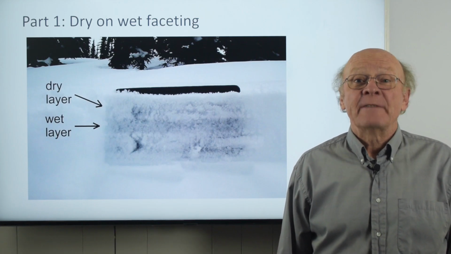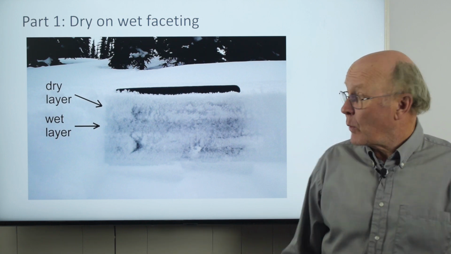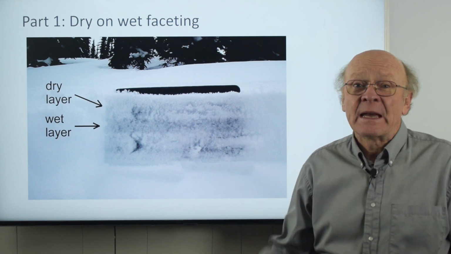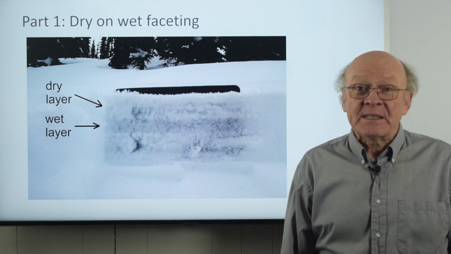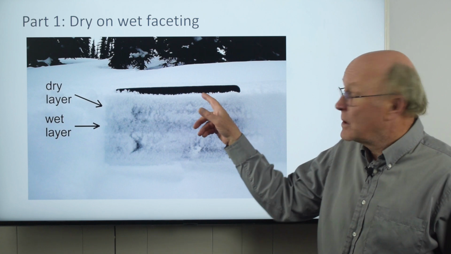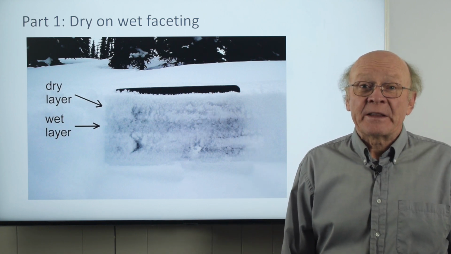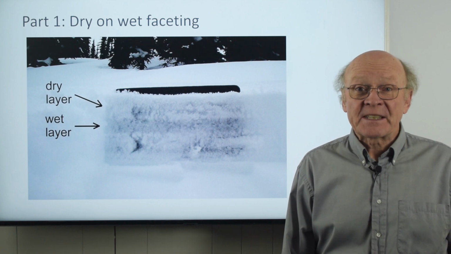Facets on a crust can form as a result of dry snow falling on a wet layer. Part of the wet layer stays at 0 degrees Celsius while the wet layer is freezing. If the snow surface is cooled by a clear sky or cold wind, then the temperature gradient in the dry layer is often favorable to faceting.